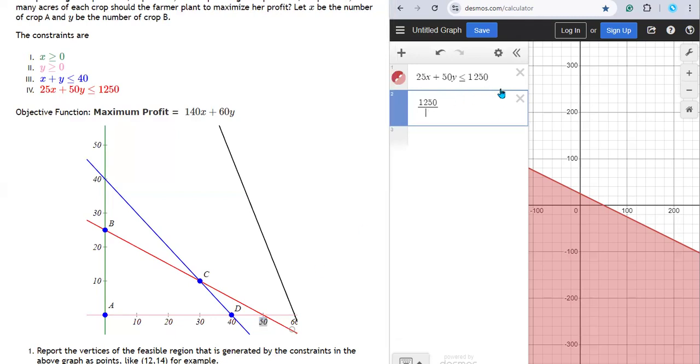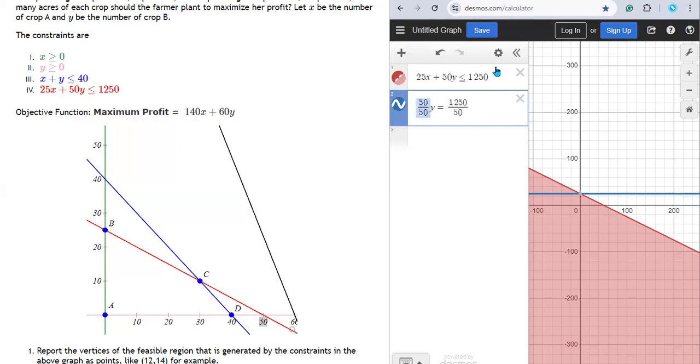Now let's do the same thing for the y-intercept. I'll change the less than or equal to symbol to equal. We're going to find the y-intercept, which means we're going to make X equals 0. This here is 0, so we're just going to delete it. And then we're going to divide both sides by 50 to solve for Y.